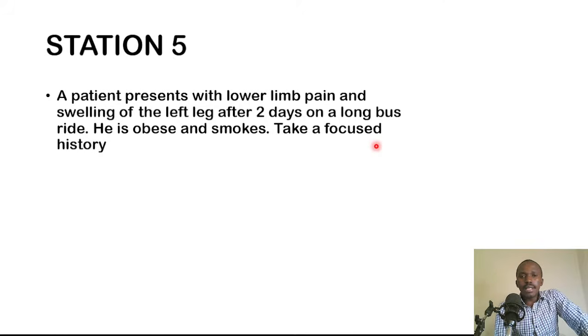Then we move now to the next station. A patient presents with lower limb pain and swelling of the legs after 2 days on a long bus ride. He is obese and smokes.